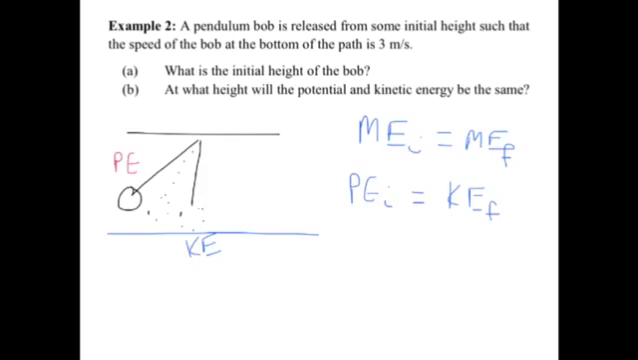So in the beginning we have potential, PEI. At the end we have kinetic, KEF. And that's all we have to list. Now we can plug in numbers.